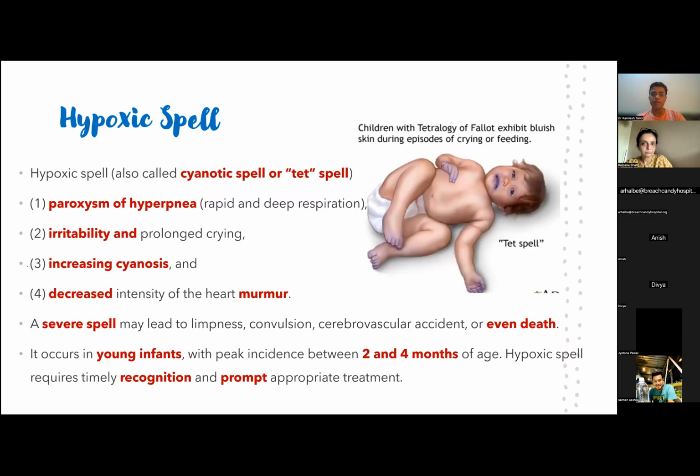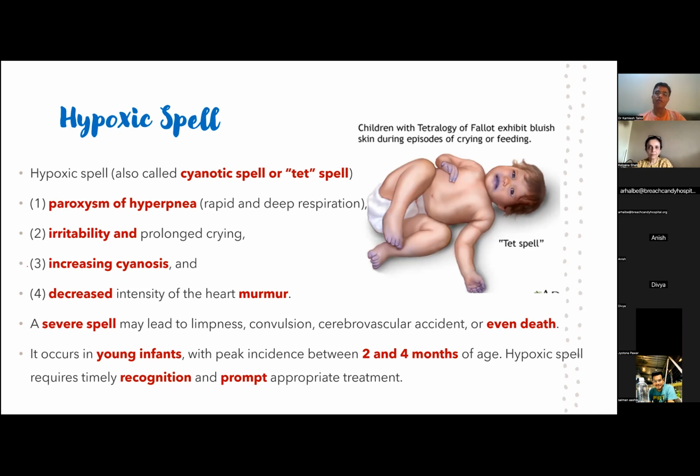One of the very basic problems with tetralogy is the hypoxic spell. As a student, either in MD or cardiac anesthesia, you have to know it in and out, because it comes in short questions, in a viva, or in a table. That is very important for all the students attending this. It is called a hypoxic spell, or a TET spell, or a cyanotic spell. It is characterized by four problems.